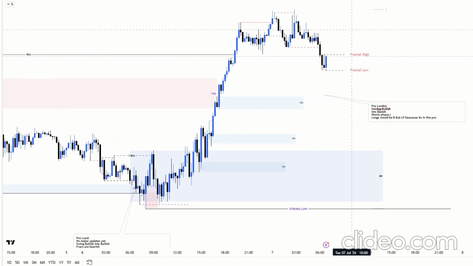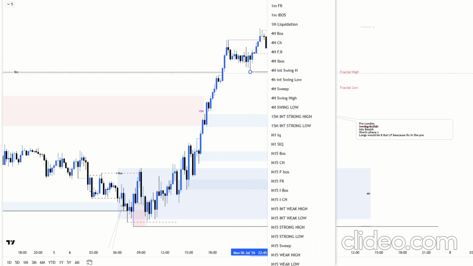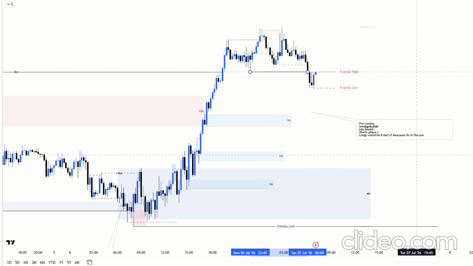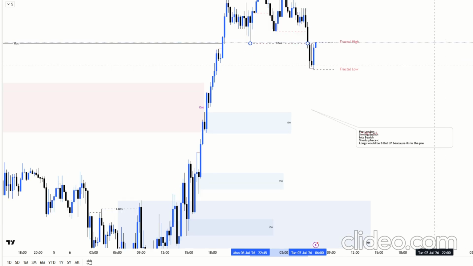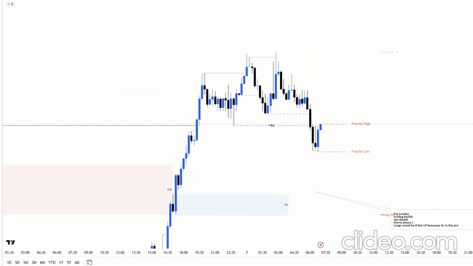So what we shall be looking at is we had a change of character, we had a break of structure, we had this change of character. So this is an IBOS now. This is an IBOS. So what's the expectation? The expectation is just to come and look for the supplies. We have this supply that led to that break of structure. We also have the extreme, although the extreme is mitigated.